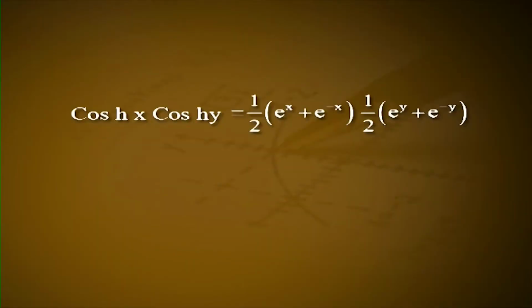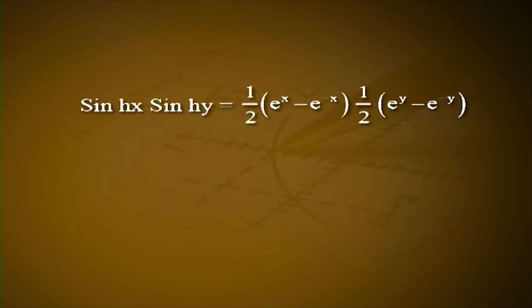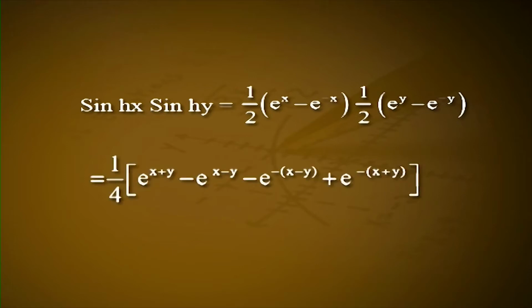Example 3: cosh(x − y) = cosh x cosh y − sinh x sinh y. Proof: cosh x cosh y = 1/2 (e^x + e^−x) × 1/2 (e^y + e^−y) = 1/4 (e^(x+y) + e^(x−y) + e^(−(x−y)) + e^(−(x+y))). Similarly, sinh x sinh y = 1/2 (e^x − e^−x) × 1/2 (e^y − e^−y) = 1/4 (e^(x+y) − e^(x−y) − e^(−(x−y)) + e^(−(x+y))).